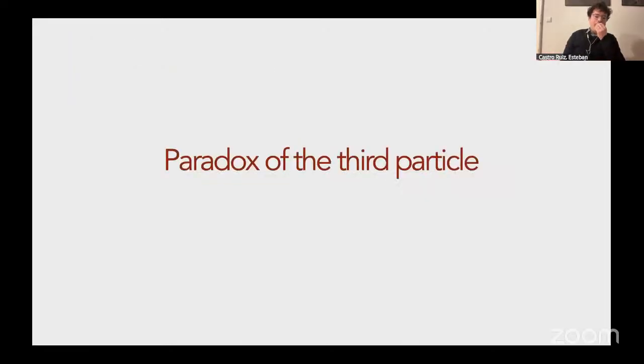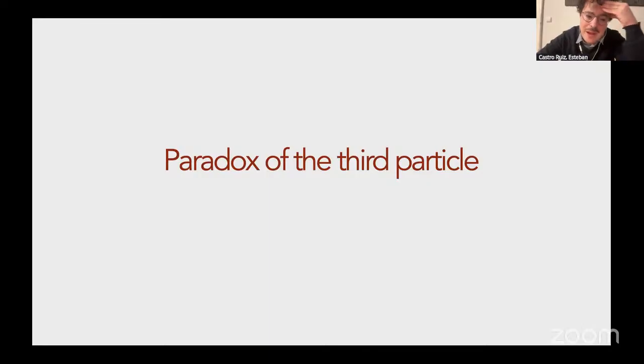Now let me say one last thing to exemplify something that is weird and people like to talk about, and I think it's fun to think about, which is called the paradox of the third particle. I think it will illustrate a little bit the nature of these extra particle degrees of freedom, why they are interesting, and what they tell us.